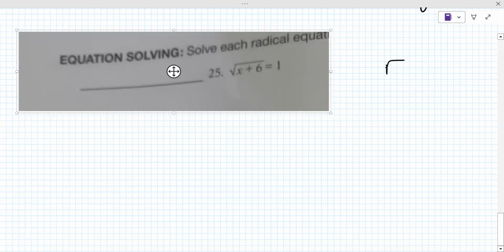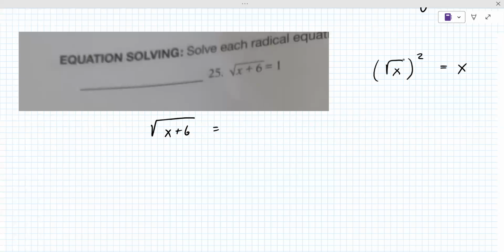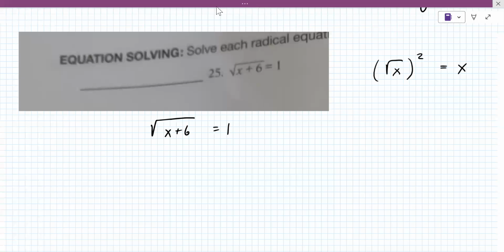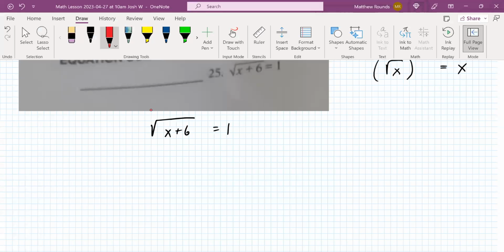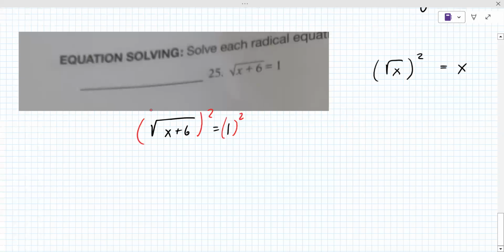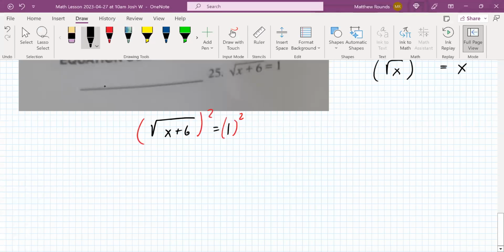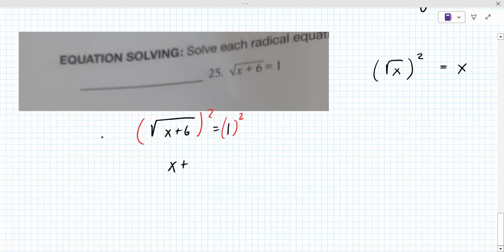One of the things I'll show you off to the side here is that to undo the square root of x, you square it. The square undoes the square root, and this becomes just x. Okay. So when we have this equation, the square root of x plus 6 equals 1, we will be squaring both sides of the equation. And on the left, the square undoes the square root. So it becomes just x plus 6 equals 1.